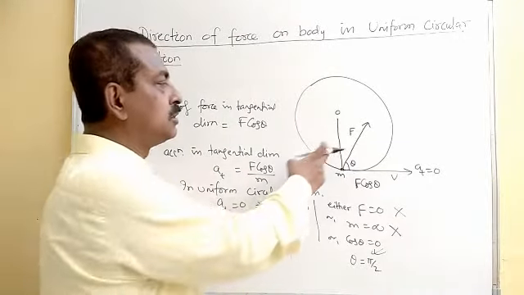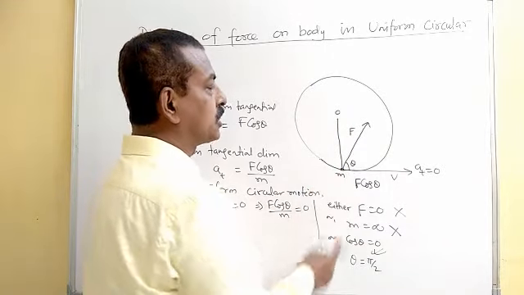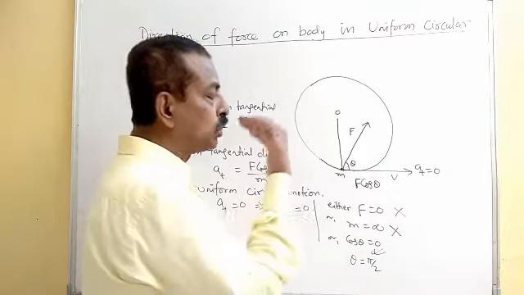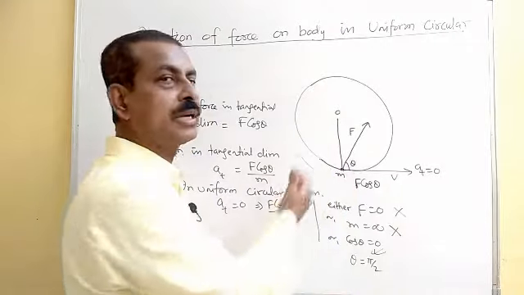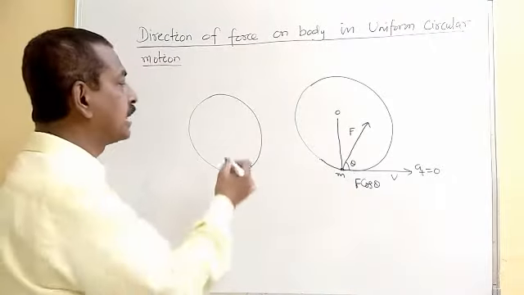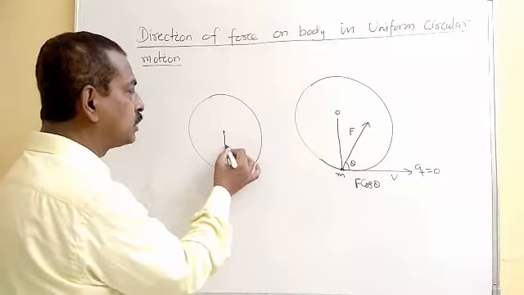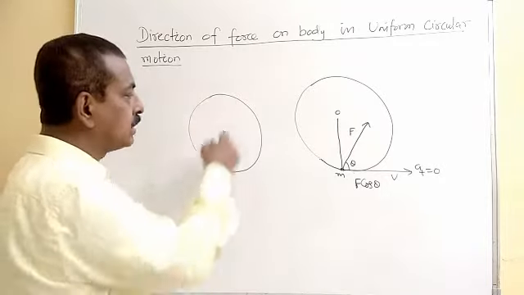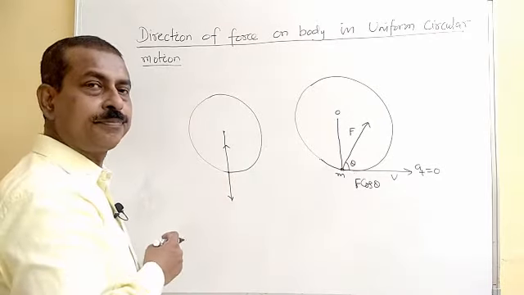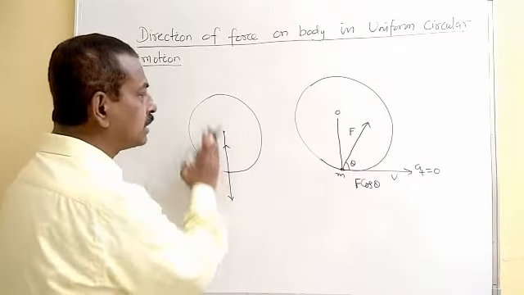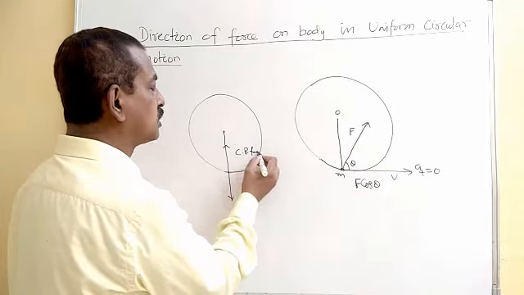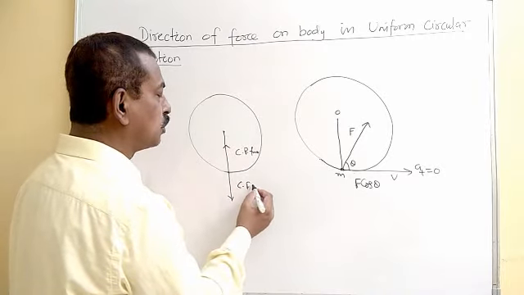That means this force will act perpendicular to the tangential direction, or it will make an angle of 90 degrees with the tangential direction. So 90 degrees to the tangential direction basically means it is in the radial direction. So the force will act radially. From the radial direction, there can be two directions. One directed towards the center, and one away from the center. So we have two directions. The force which is directed towards the center is called the centripetal force, and this is called the centrifugal force.